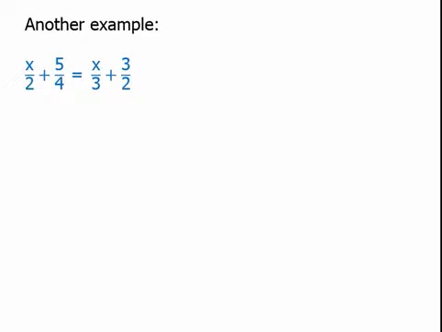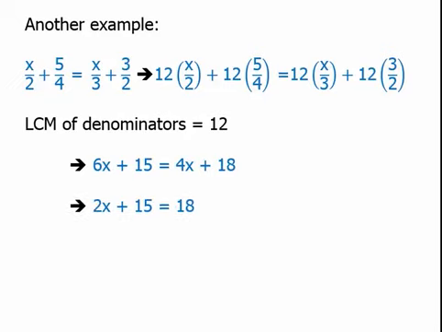Here's another example. For this one, we have denominators 2, 4, and 3. And so the least common multiple of these numbers is 12. So we're going to multiply both sides by 12. Each term is going to be multiplied by 12. And then we're going to simplify that. That just becomes this. Then once we have this, we can subtract 4x from both sides, we can subtract 15 from both sides, and then divide by 2 to get x by itself. x equals 3/2.